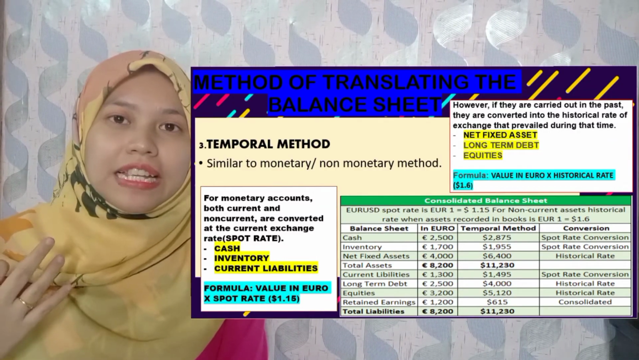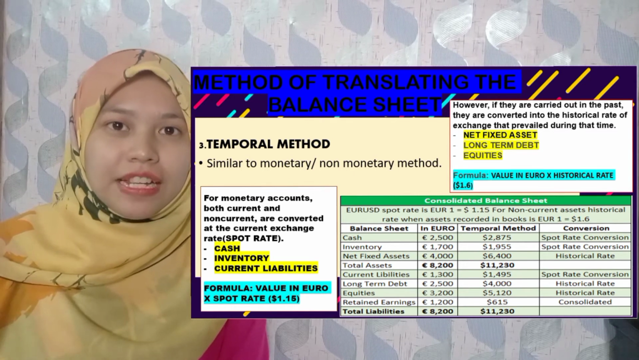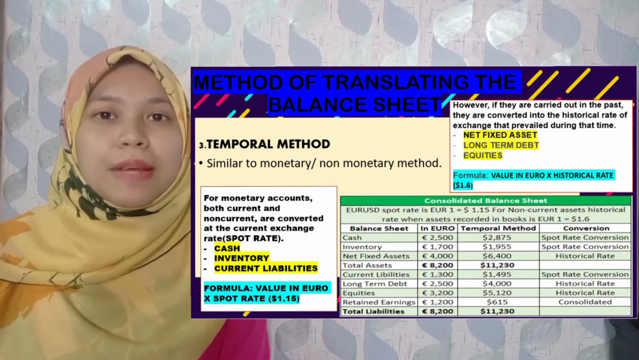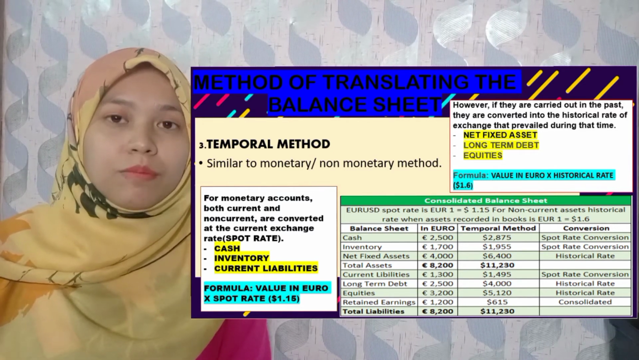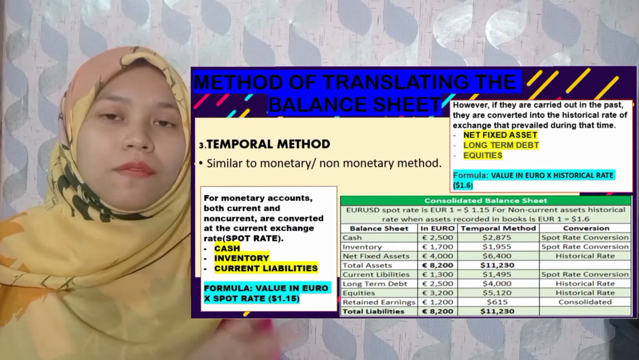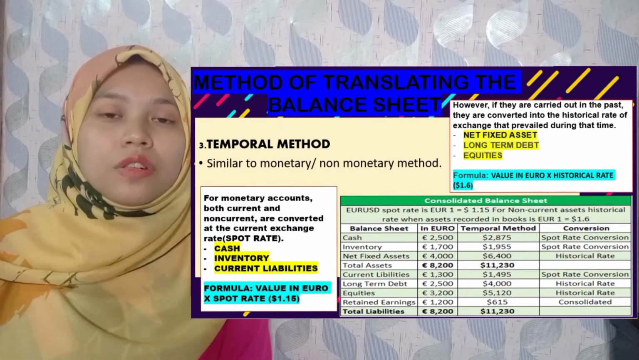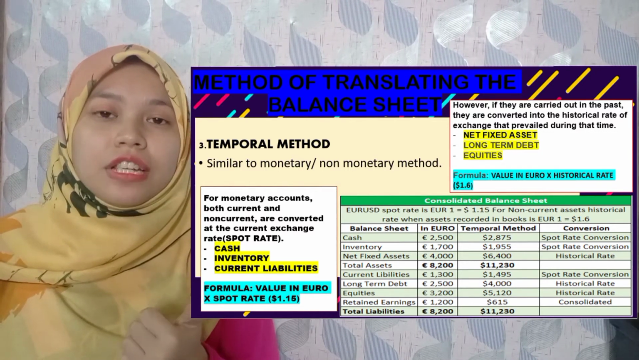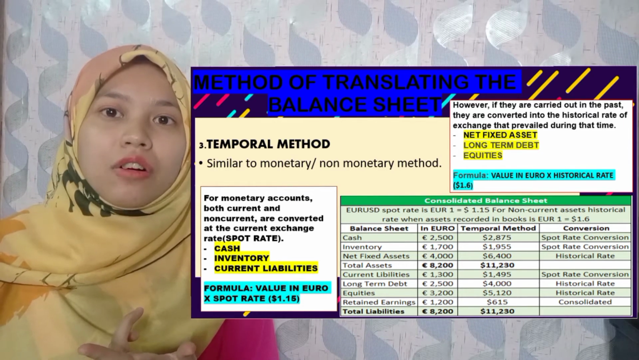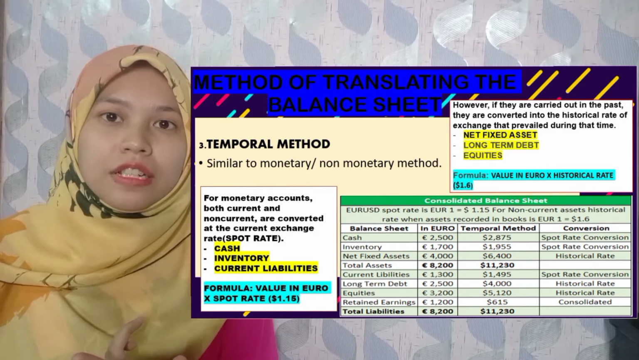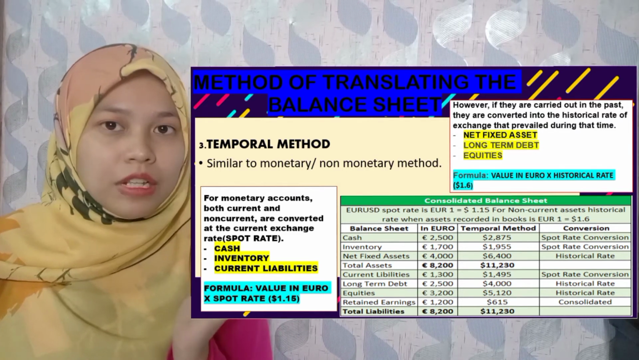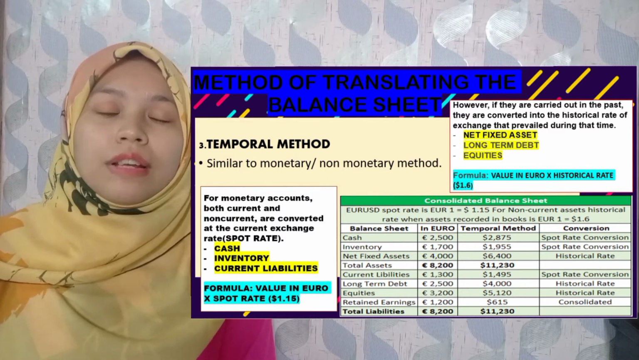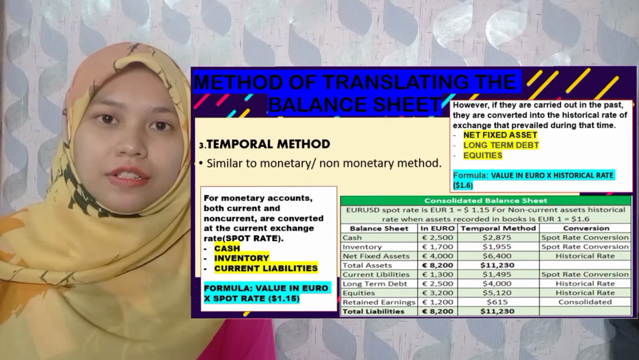The third method is the temporal method. It relates to time and is similar to the monetary or non-monetary method. For monetary accounts, both current and non-current are converted at the current exchange rate, which is the spot rate. The table shows that cash, inventory, and current liabilities are converted at the current exchange rate, which is the spot rate. The formula is value in euro times the spot rate, which is 1.15 USD.